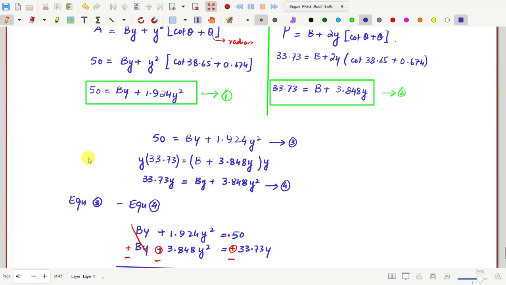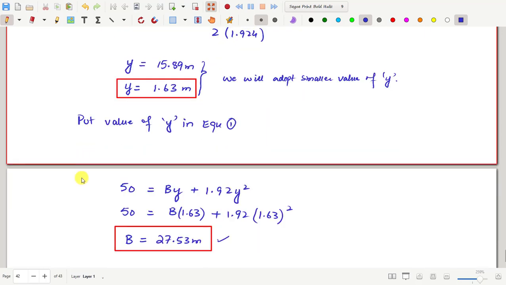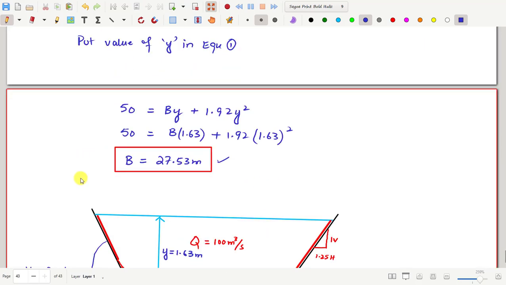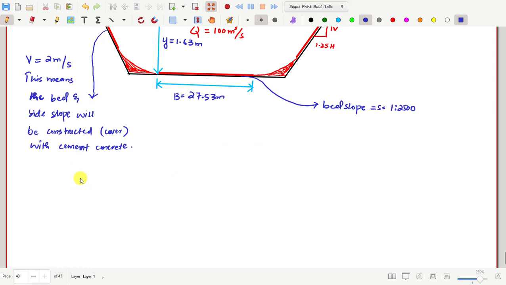We are, I think, almost done with the first part of our course, as our course is irrigation engineering and hydraulic structures, right? So we are almost done with the irrigation engineering part. Soon we are going to start the hydraulic structure part.